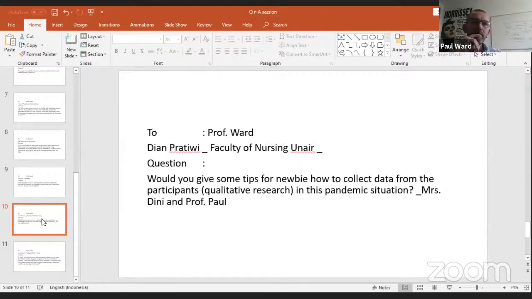Sometimes even video calls are not possible for some populations. Say, for example, prison populations, doing video calls wouldn't be possible. So then it's thinking about other ways in which you could still answer that research question, but using different or new methods.